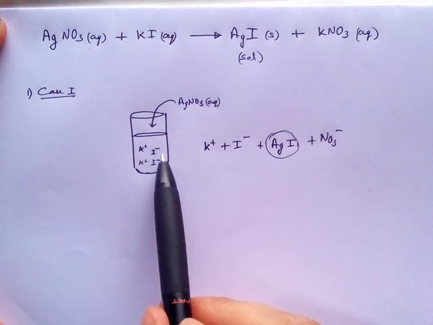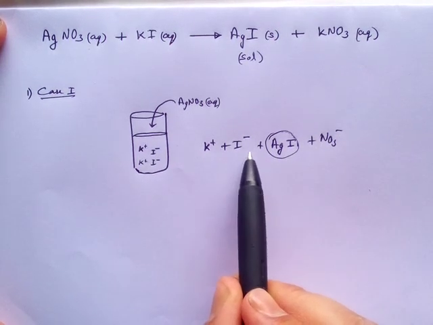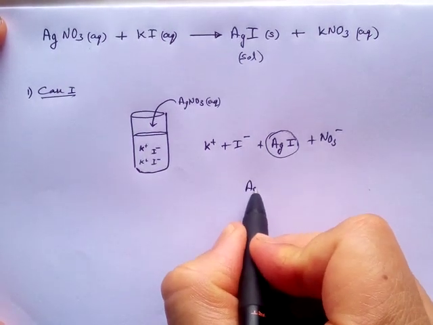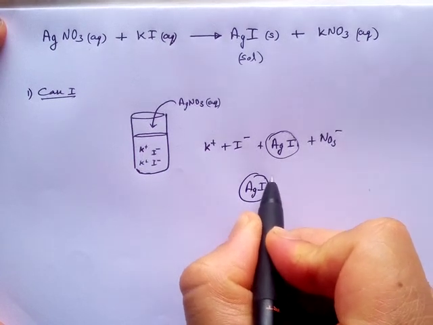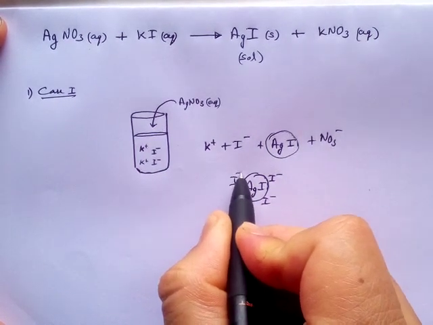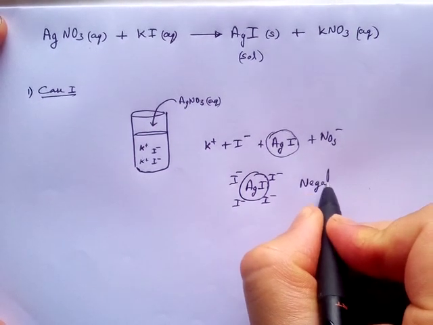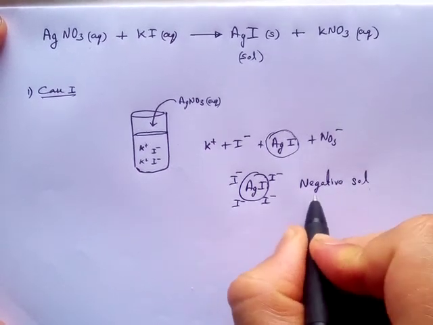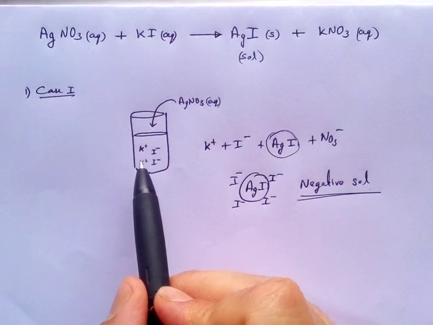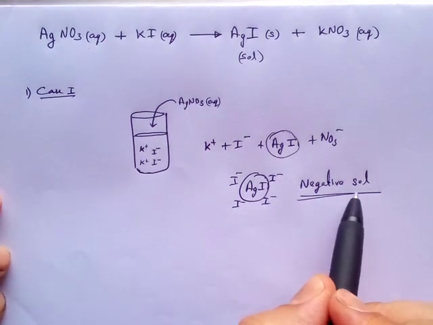Then NO3, yes, NO3 is there. Is Ag there? No. Is I there? Yes, I is there. So in this way it forms AgI attached with I minus. So iodide gets adsorbed, and it is a negatively charged sol. So it forms a negative colloidal particle. Remember, KI is there, and if I add AgNO3, then a negatively charged sol is formed.